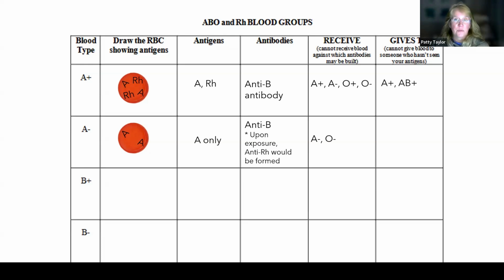Let's turn the tables. Let's say you walk in the Red Cross, you're here for a donation. You find out you're A negative, and you can give your blood away to your own type. The catch is whoever you give your blood to must recognize your antigens. We only have antigen A, so A positive recognizes the A antigen. So does AB negative and AB positive.